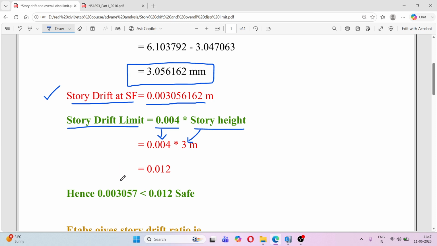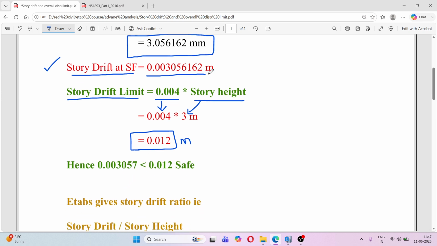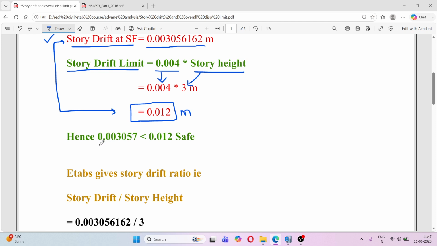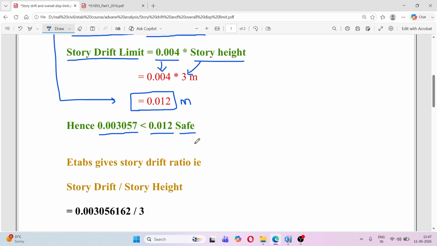So for 3 meter story height, the story drift limit is 0.012, and this is in meter. So we can compare these two values, the story drift at second floor and the story drift limit. We can see 0.003057 is less than 0.012. That means it is safe for the EQX plus case.